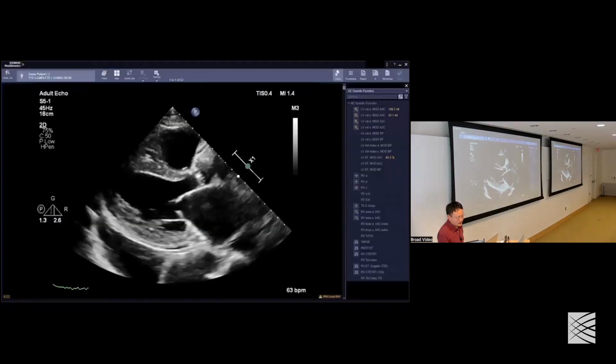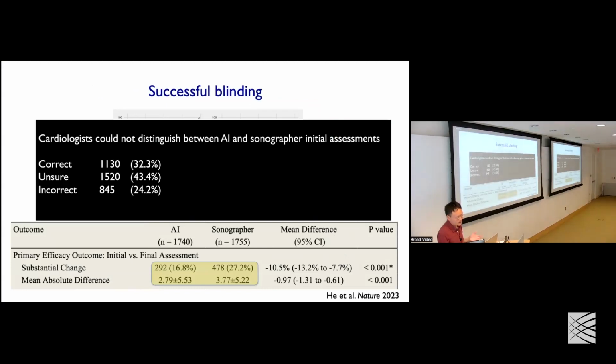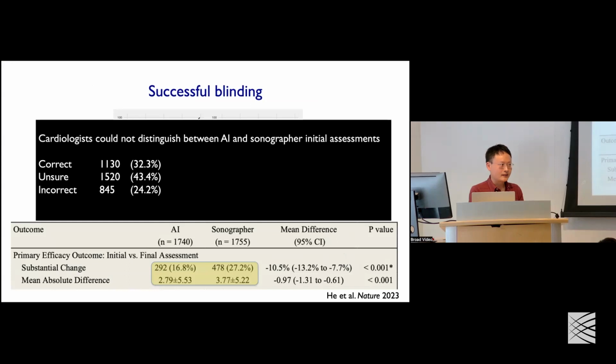So the last thing I want to mention is that we also asked the cardiologists whether they can tell if they're looking at the output from the AI or from the human arm, right? We wanted this to be a blinded randomized clinical trial, and is it actually blinded or not? So for each of the videos, the cardiologists made a prediction whether they think they're looking at the AI or sonographer, and they were only able to correctly guess what they were looking at maybe less than a third of the time, right?